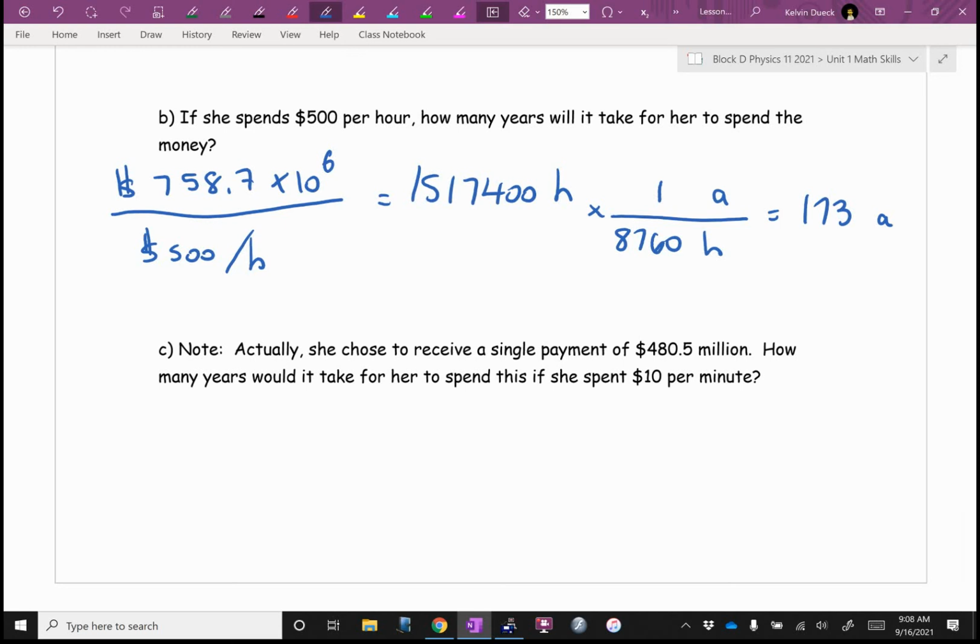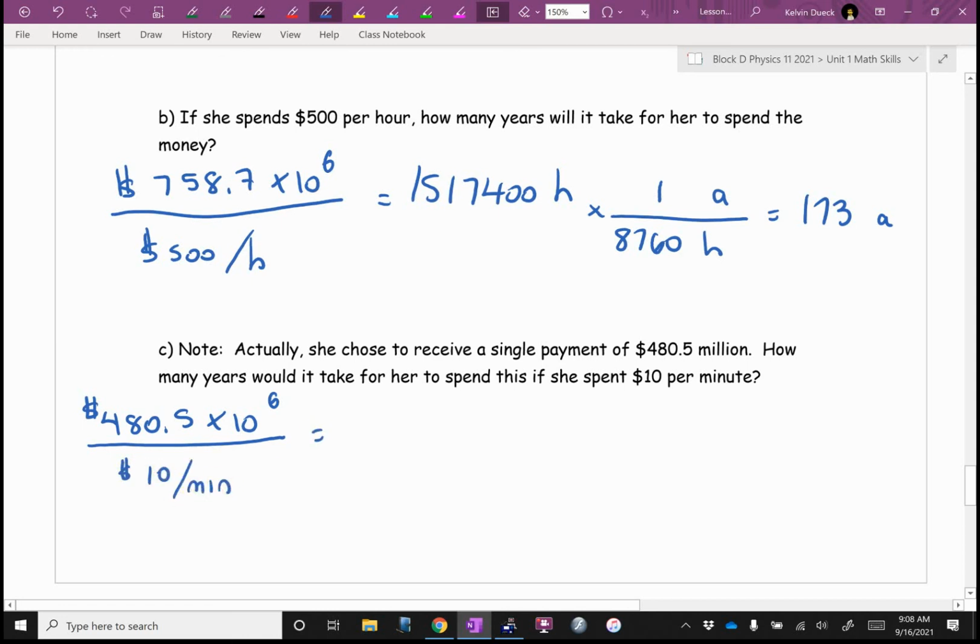Okay, so she took 480.5 million. What if she spends $10 a minute? Every minute, 24/7. Okay. 480.5 times 10 to the 6th. Let's divide that by $10 per minute. That should tell me how many minutes, and then we'll convert minutes to years.